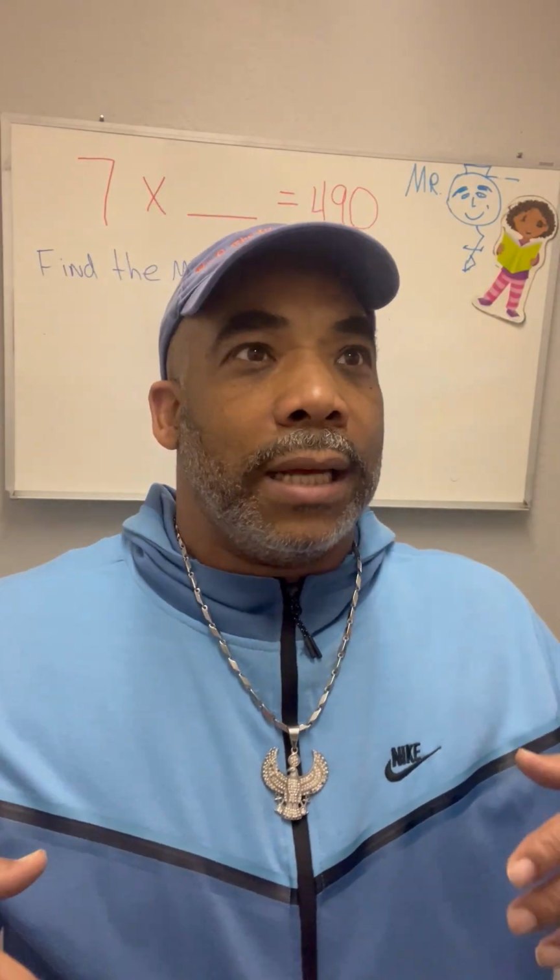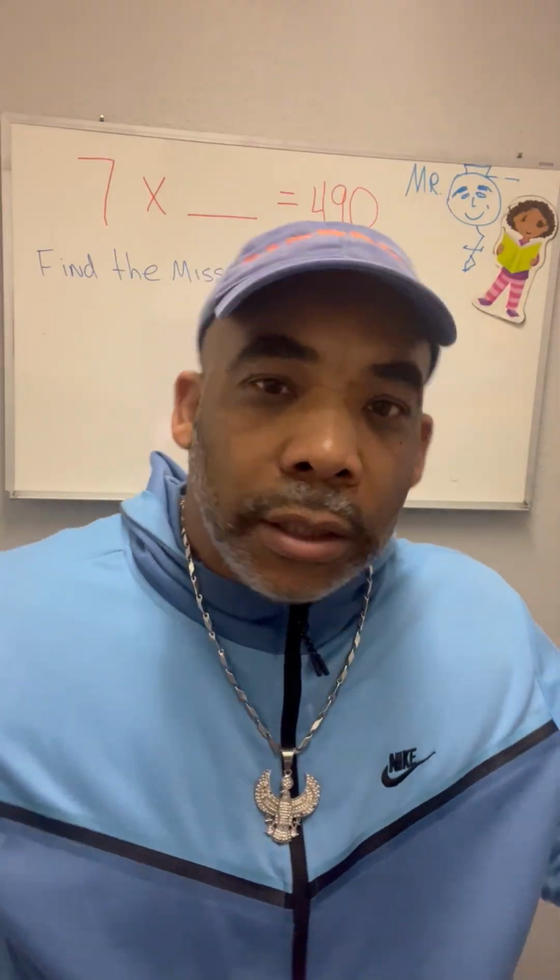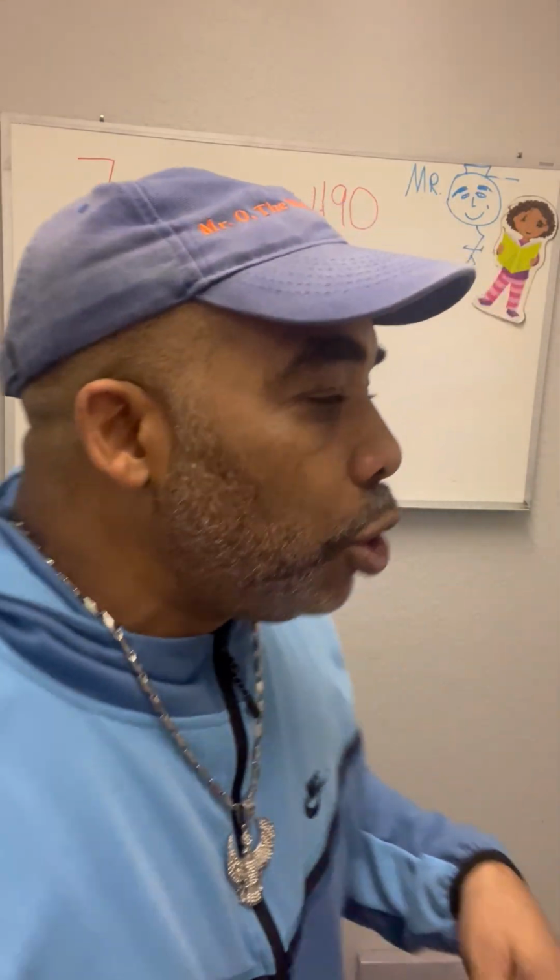So 12 times 12 is 144. So 144 divided by 12 is 12. So when you know these things, you know 6 times 6 is 36. 9 times 9 is 81. See what I'm saying? 3 times 3 is 9. Okay, 5 times 5 is 25. So it's all in here.